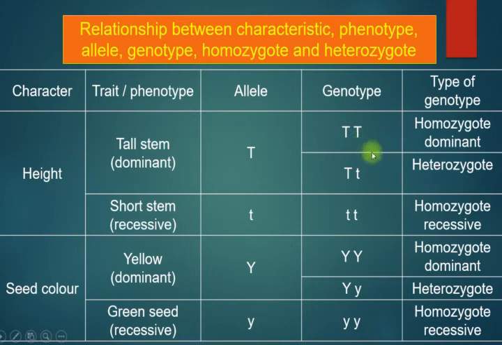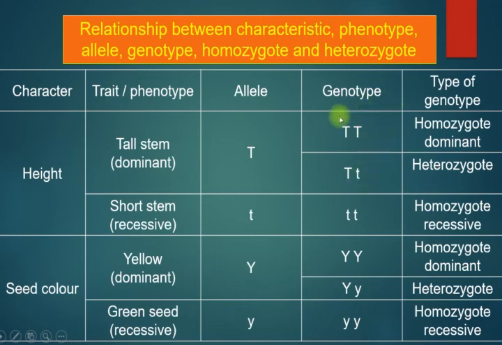Alright, now we go to the dominant trait first, which is tall stem. This is referred to as the phenotype, which is tall. And then we go to the genotype, or the genetic composition, of the tall stem. There are two different genotypes. They are big T, big T and big T, small t.